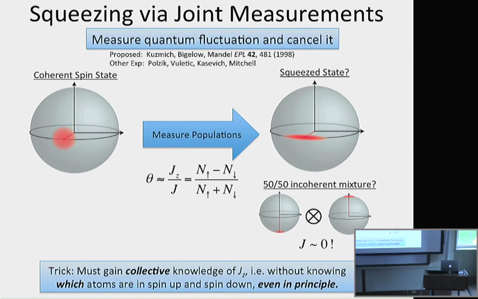So the entanglement witness for knowing that you've actually entangled the atoms is that you have a phase resolution that's better than 1 over the square root of the number of atoms in radians. That's what we want.